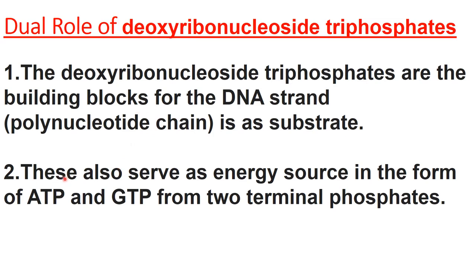And another thing, because this polymerization, you can say the formation of polynucleotide chain, is an energy consuming process. That's why there is a need of energy also for the joining of many nucleotides together. So where does this energy come from? This also comes from the deoxyribonucleoside triphosphates. As these are present in the form of ATP and GTP, so here you can say adenine triphosphate.